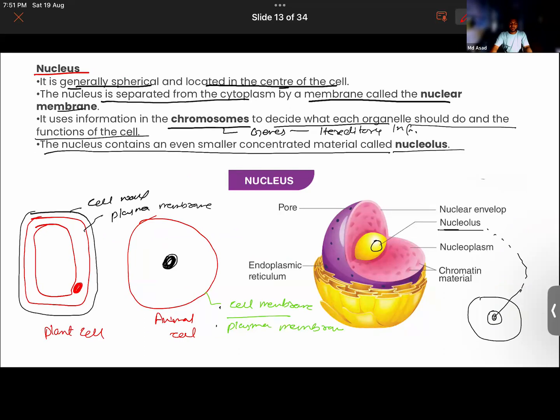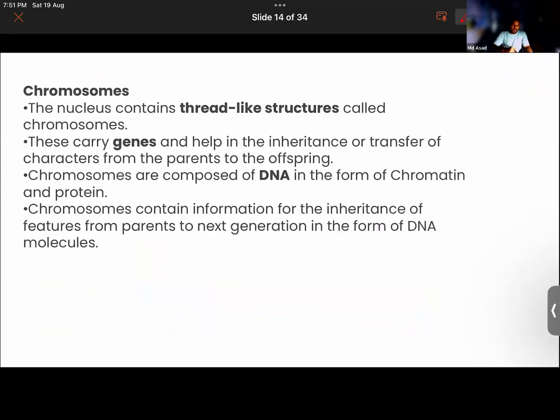So we are doing the chapter cell, and so far the basic things about the chapter have been completed. We are talking about the organelles of the cell in today's class right now. For the previous part of the class, you can watch the recording. So we are continuing with the cell organelle right now.